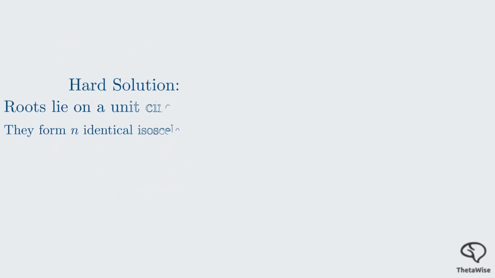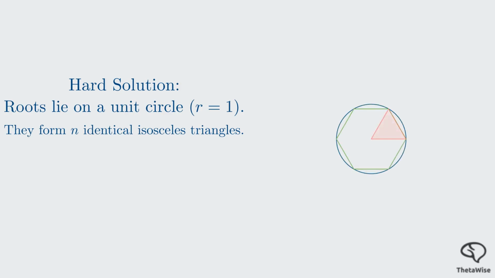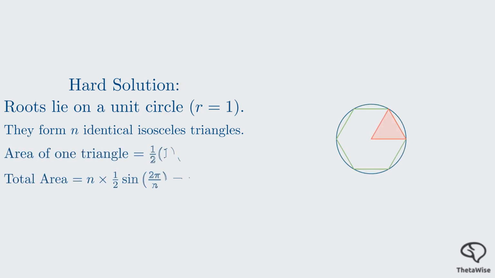For the hard question, we use the geometric interpretation. The nth roots of unity form a regular n-gon inscribed in a unit circle. By dividing the polygon into n equal triangles, we apply the area formula half AB sine C for each triangle and sum them up.